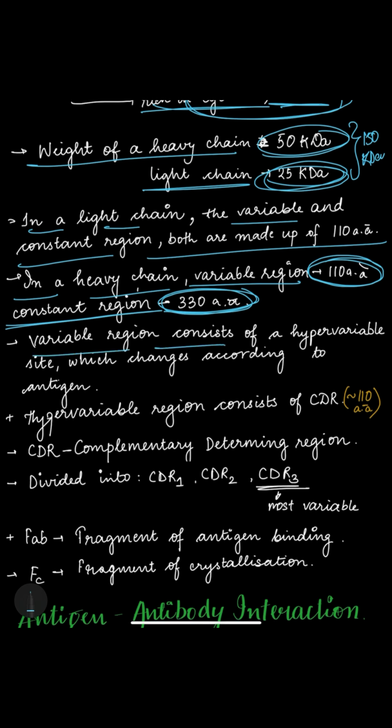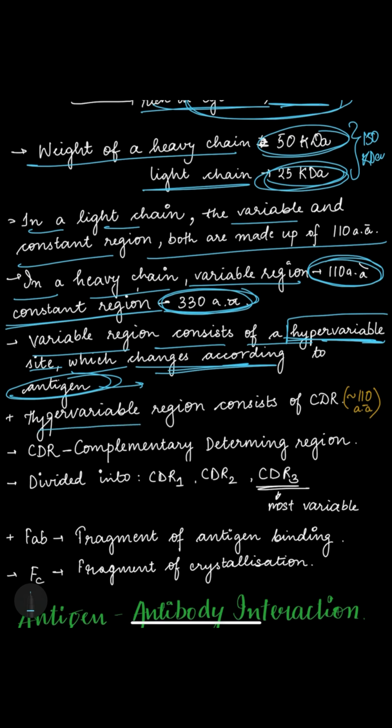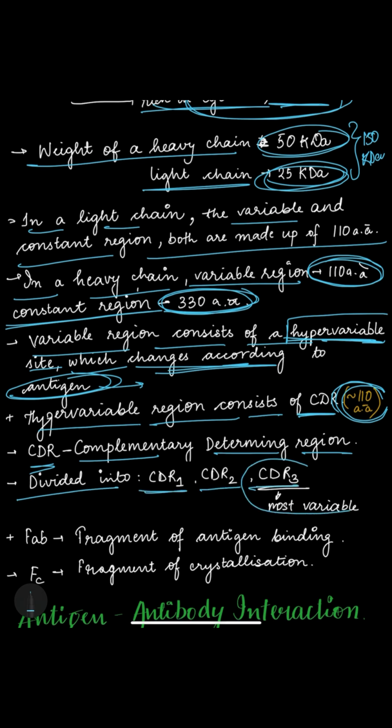The variable region consists of a hypervariable region. This is very important: the variable region consists of a hypervariable site which changes according to the antigen. I told you the antibody's variable region changes according to the antigen it is going to bind with. So the hypervariable region is generally determined by the antigen only. The hypervariable region consists of CDR. CDR stands for complementarity determining region. It is divided into CDR1, CDR2, CDR3. CDR3 is the most variable one.